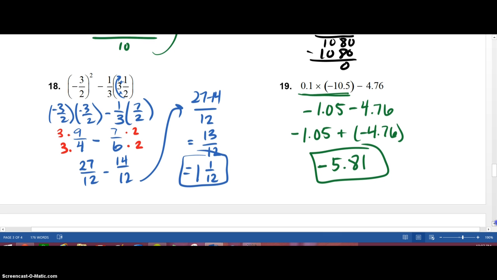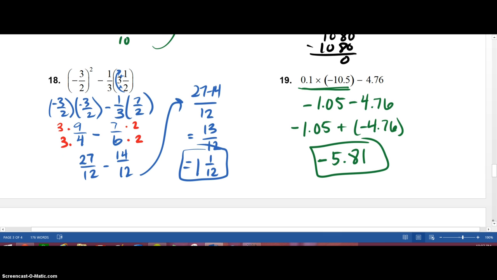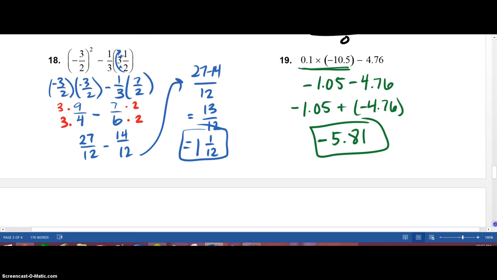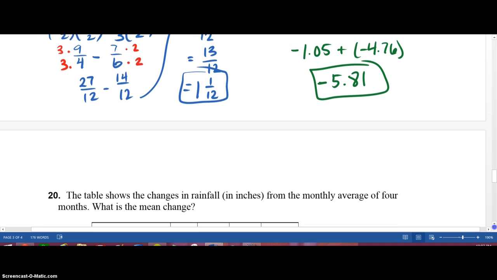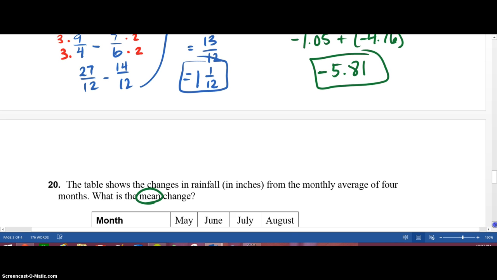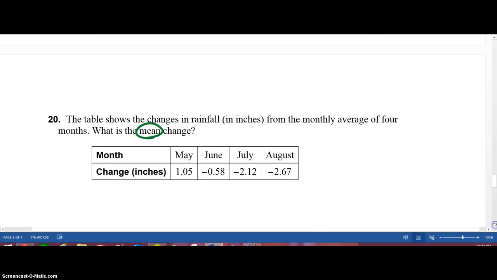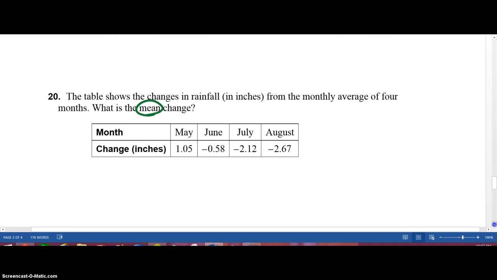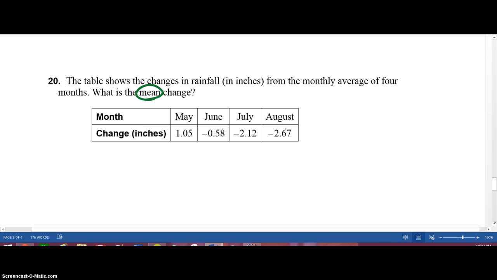Okay, last page. We have some word problems we're going to work on. Our first, number 20, says that the table shows the changes in rainfall in inches from the monthly average of 4 months. What is the mean change? Remember, mean. That's finding, you add up all the numbers you have and then divide by the amount of numbers that you have. So we have 4 numbers here. We're going to add them all up and we're going to divide that sum by 4.